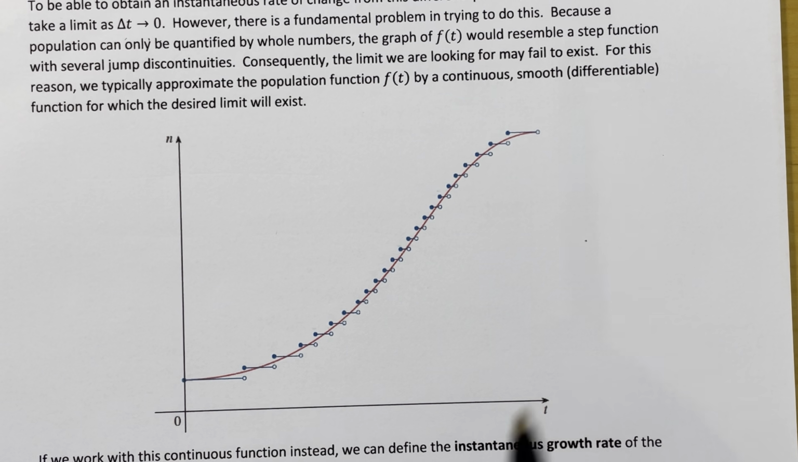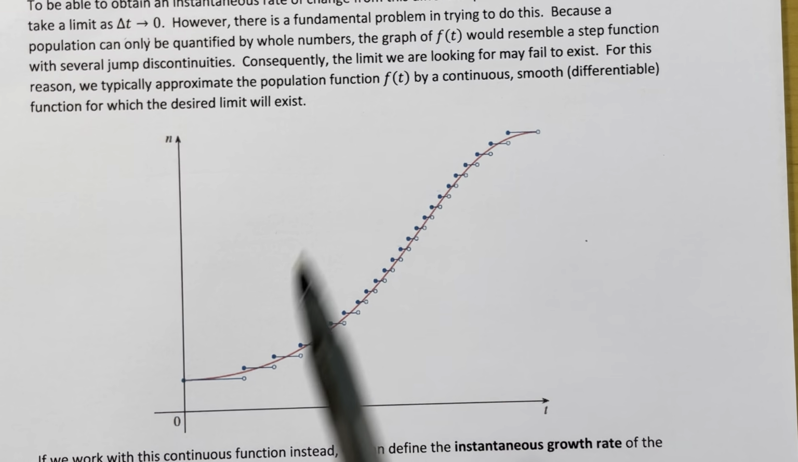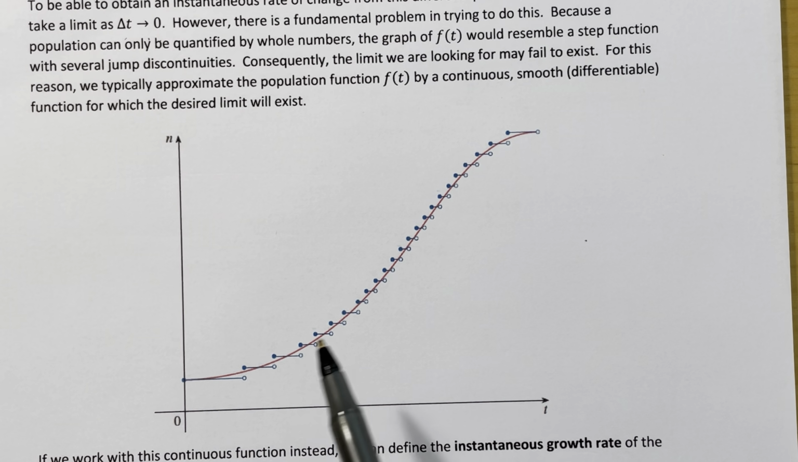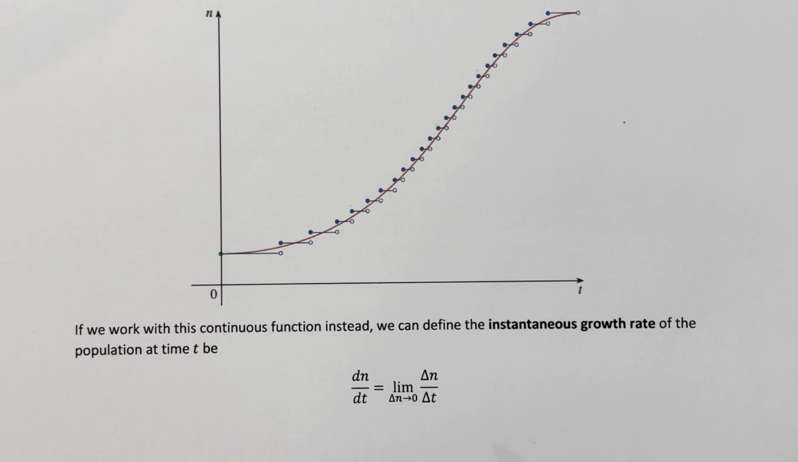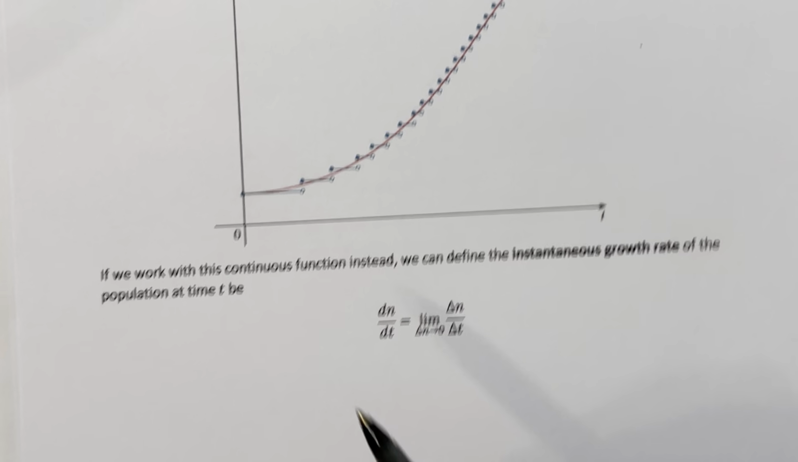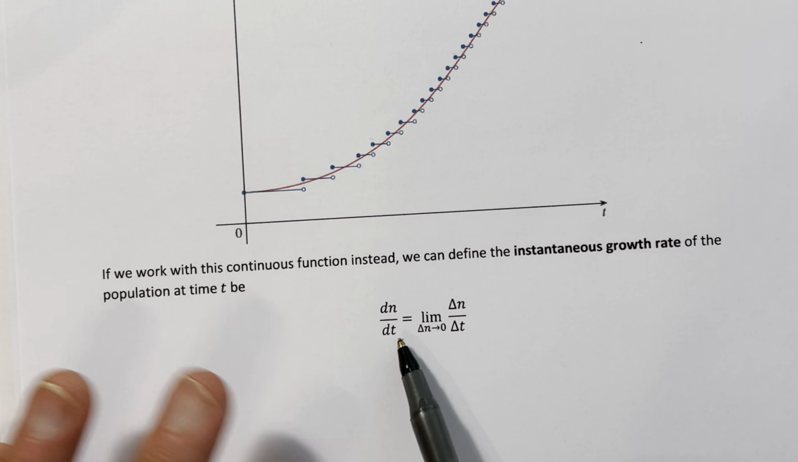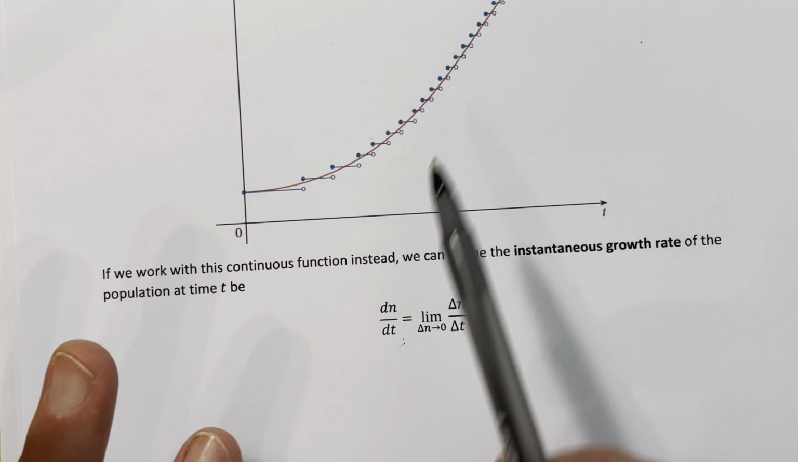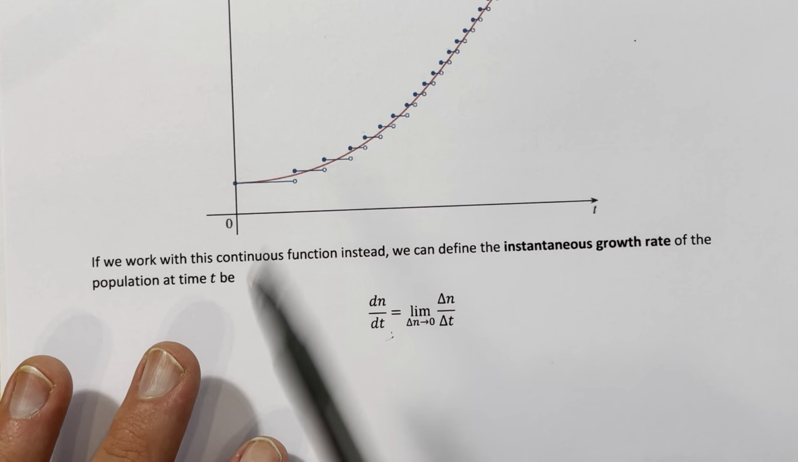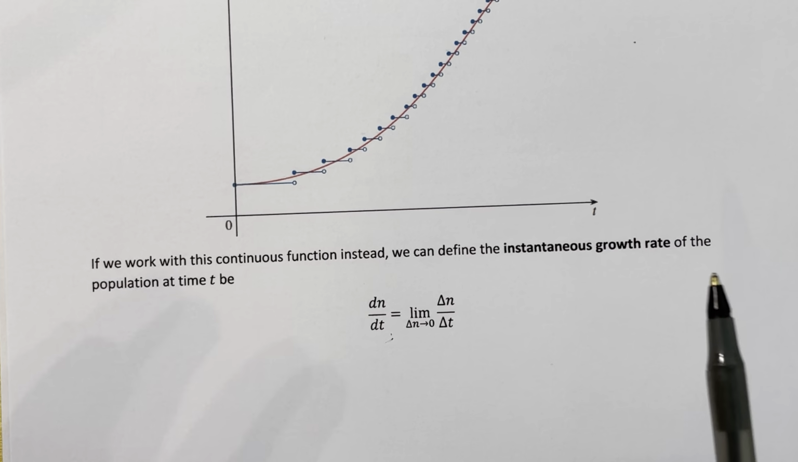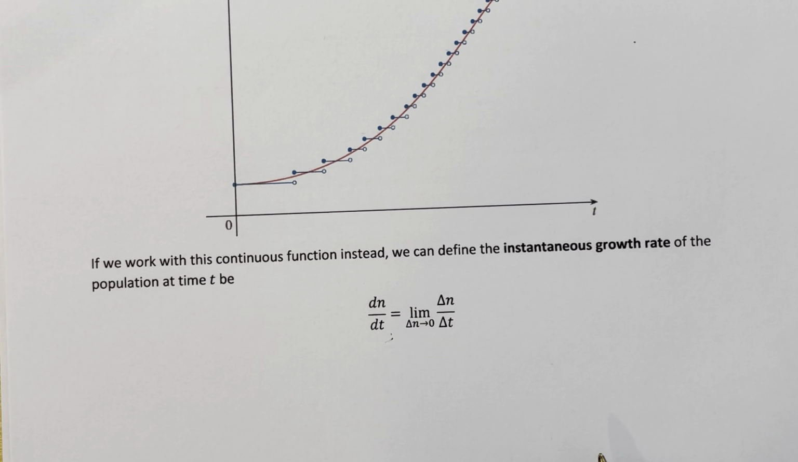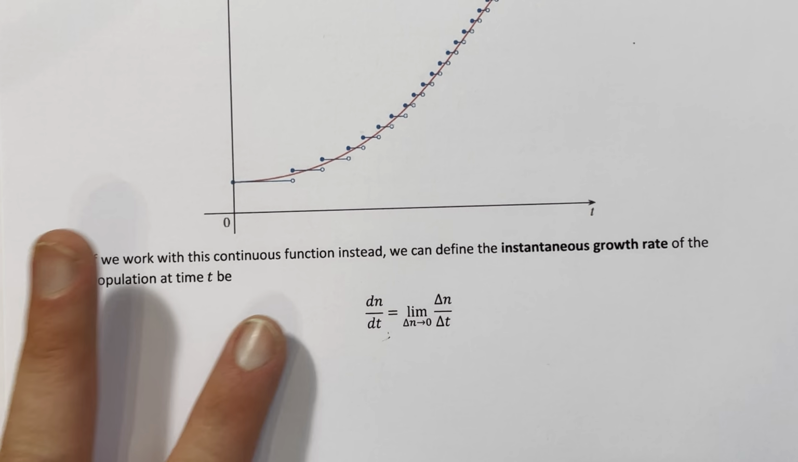So again, we're going to be thinking of f of t as a differentiable function, even though in practice it's technically not. We can get away with it by approximating it with such a function. So now that we've addressed that, dN/dt, which is the derivative of that function, is going to give us the instantaneous growth rate of the population at time t. And again, if this derivative is negative, that means our population is actually decreasing, not growing.